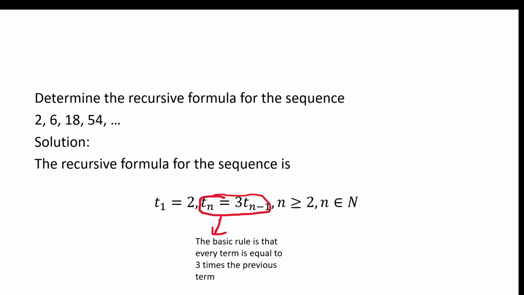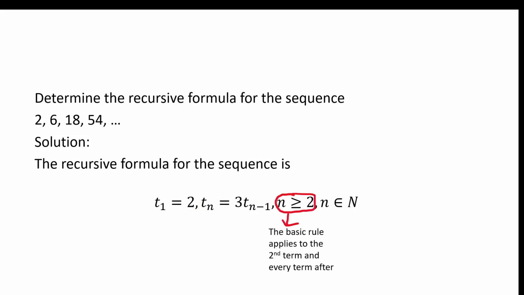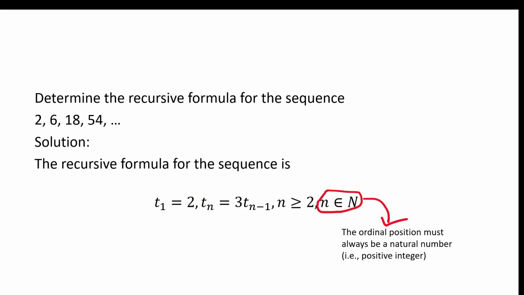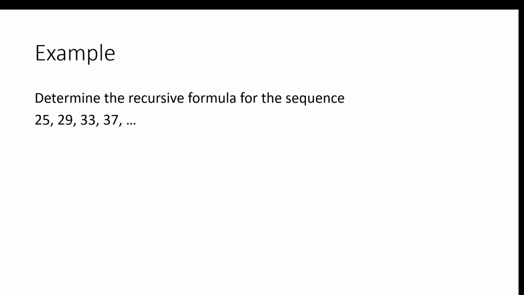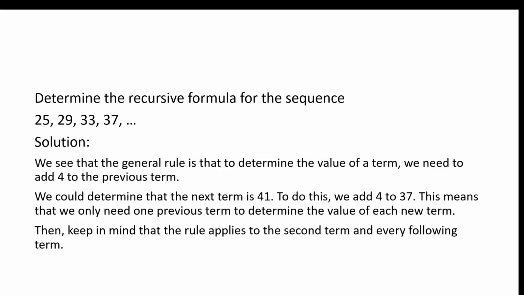The next part means the basic rule is that every term is equal to 3 times the previous term. The basic rule applies to the second term and every term after, and the ordinal position must always be a natural number, a positive integer. Okay, what if we're given this sequence, 25, 29, 33, 37, etc.? Well, you see the general rule is that to determine the value of a term, you add 4 to the previous term. So we could determine if we wanted that the next term will be 41.